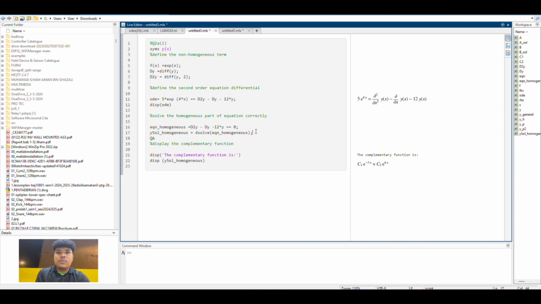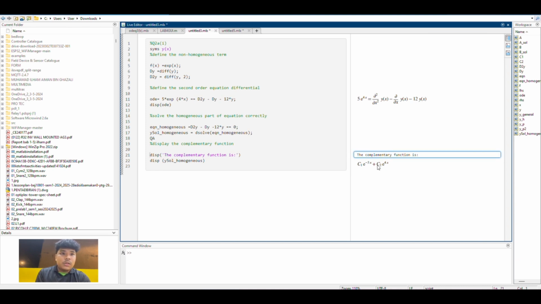And step 3, define the homogeneous part of the equation by setting the right hand side to 0 and solve this homogeneous equation using MATLAB dsolve function. So this is an example for MATLAB dsolve function. And last, display the complementary function. The output will be shown in simplified general solution.